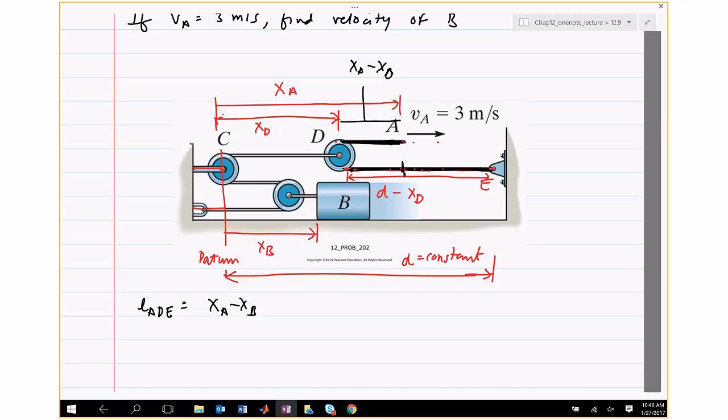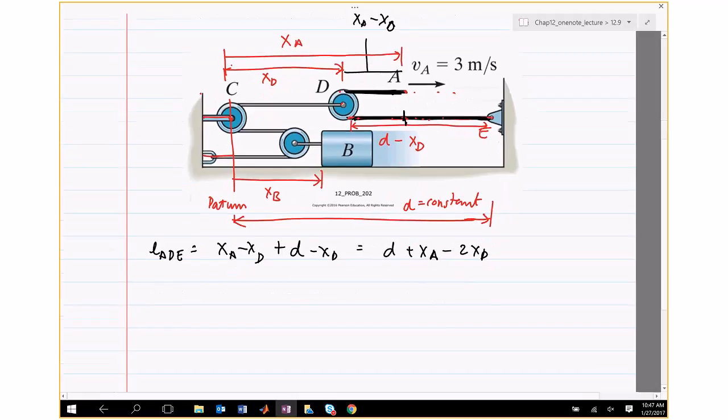Whatever expression you write should hold for any location of point A. This is the only way you can do that. So this is XA minus XB plus D minus XD. Shouldn't it be XA minus XD? Oh yeah, XA minus XD. That's right. I wrote XD here too. Sorry. So this is D plus XA minus 2XD.